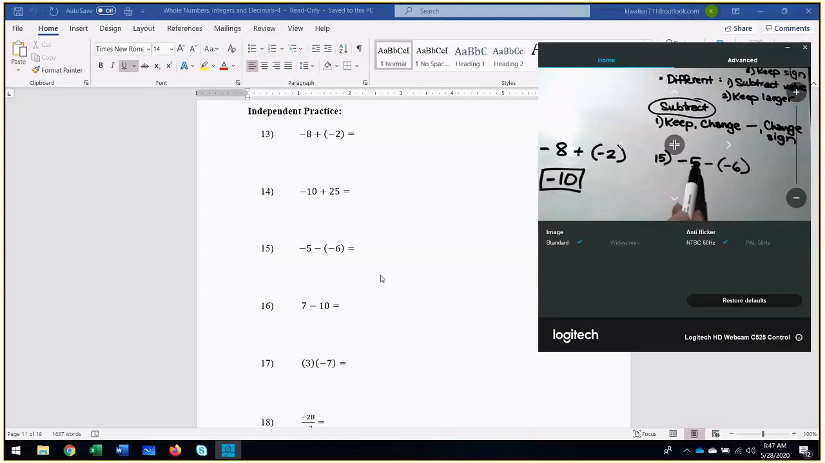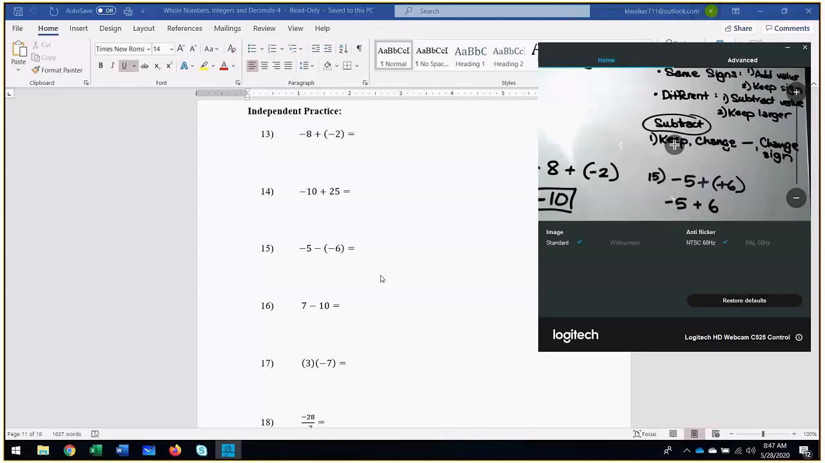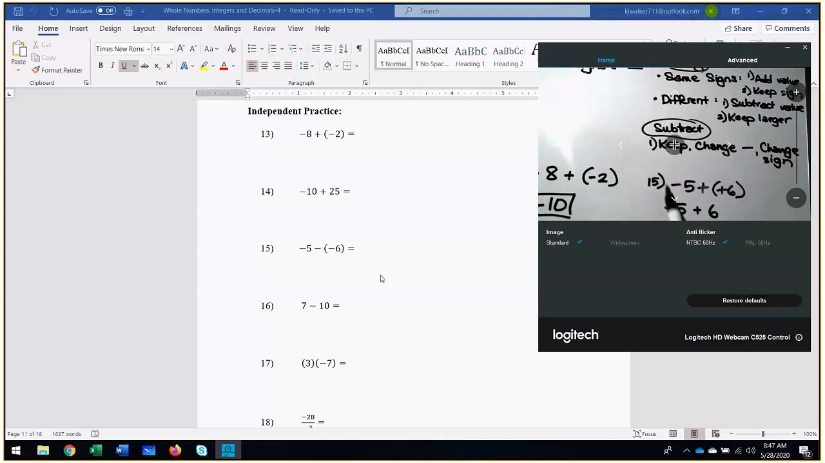So the rule is keep the first number the same, then you change your minus. So this thing right here is going to turn to a plus, and then you change the next sign. So this -6 is now positive, and we've transformed the problem into -5 plus 6. Now you're adding again. So now we can go back up and look what we're supposed to do now. You have a negative, you have a positive, so you have different signs. We're going to subtract them.